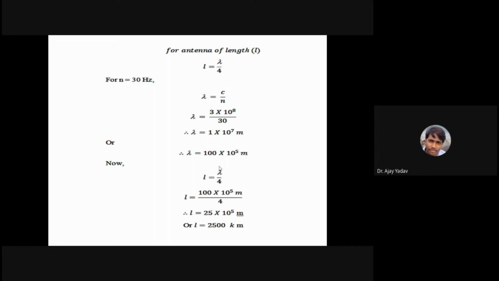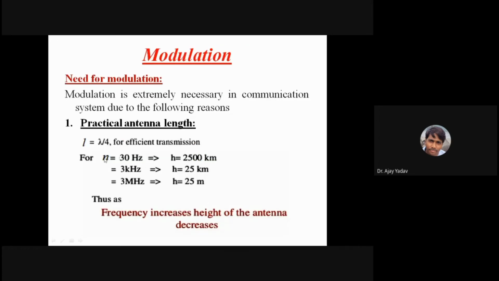If you want to communicate to some person with the frequency of 30 hertz, then the length of antenna required will be 2500 kilometers. Imagine, this is highly impracticable. Don't you think so? Yes, sir. Therefore, it is highly impracticable to design an antenna with such a large length. It is very difficult. So when the frequency is 30 hertz, the length of the antenna is 2500 kilometer.